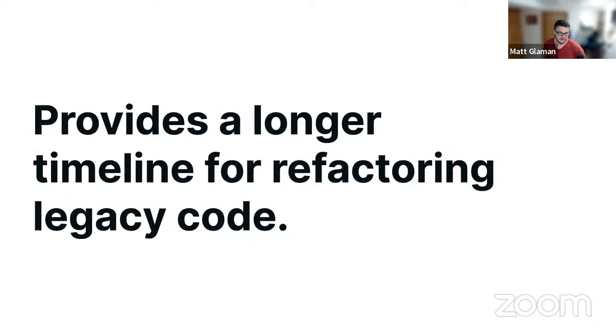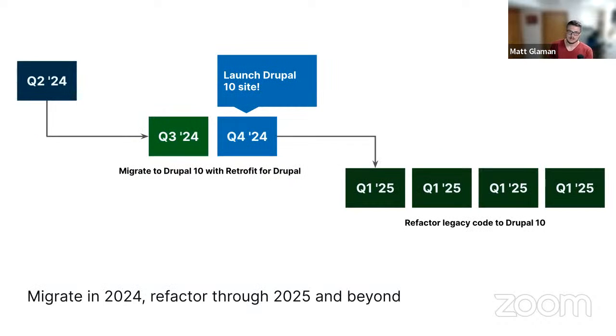So what this also provides is a longer timeline for refactoring legacy code. You can take your Drupal 7 code, put it in a Drupal 10 site, and guess what? Now you're off end-of-life software. Maybe you had to take a contrib module from D7 that wasn't ported, and you're running that with Retrofit now as a quote-unquote custom module. You have a runway now to refactor those and get on to Drupal 10 fully.